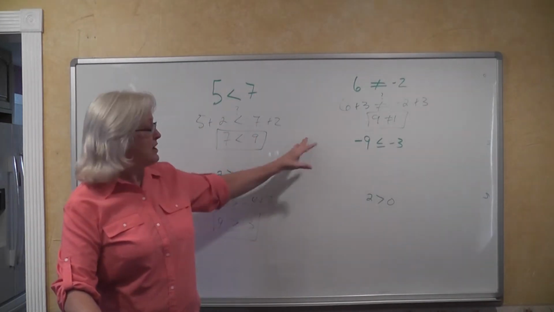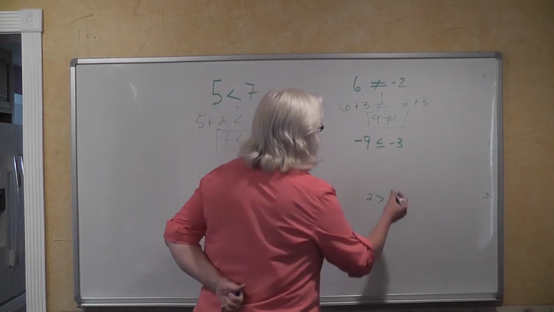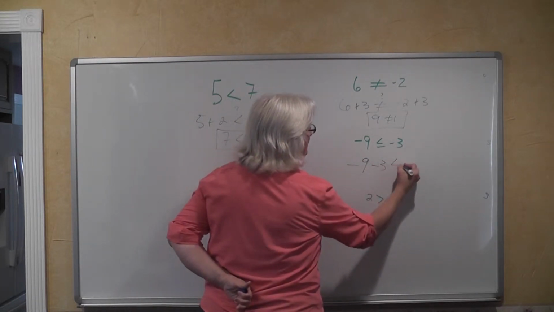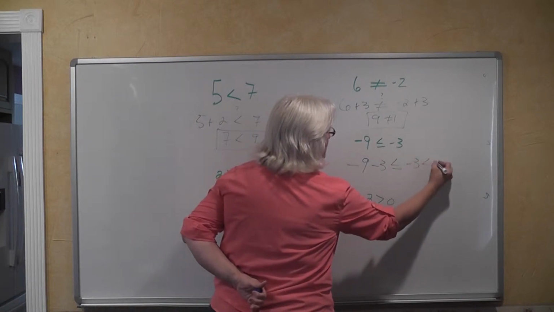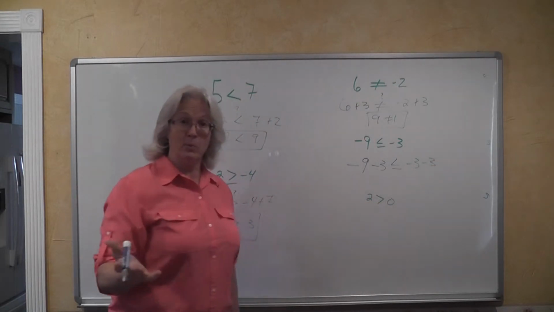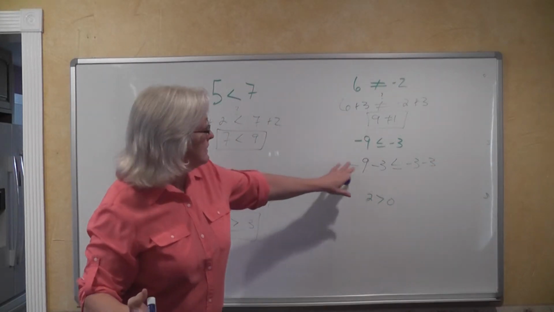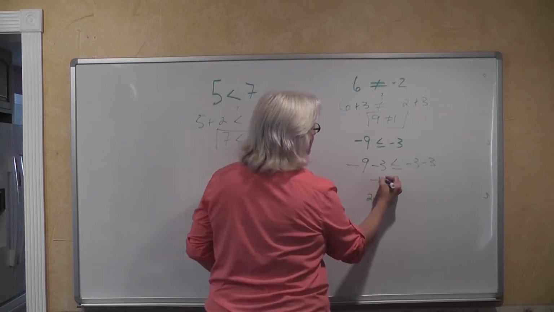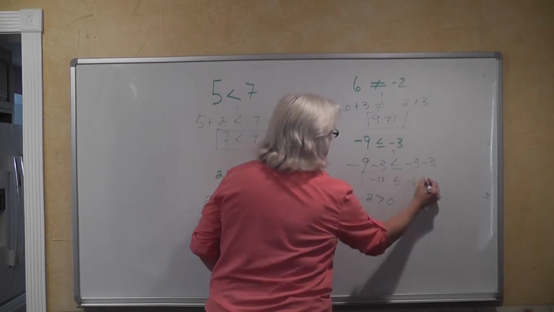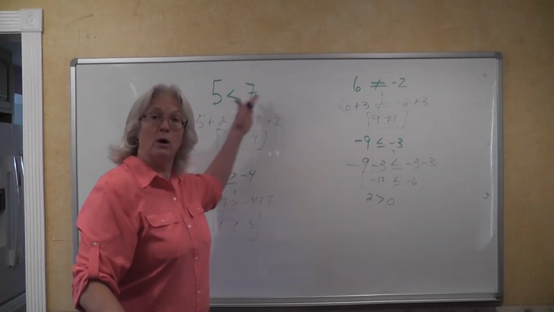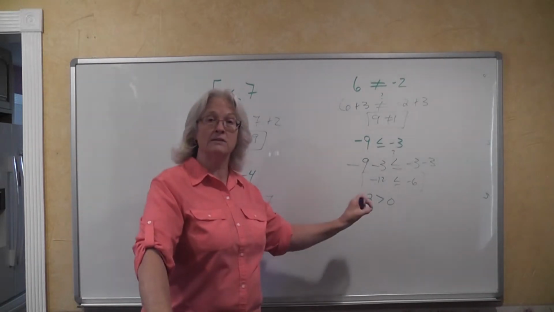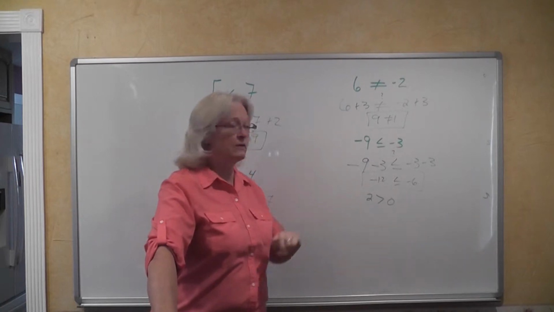Now, I spoke of the subtraction property of inequality, so let's go ahead and do some subtraction. What if we subtract 3 from both sides of this inequality? Are we still going to end up with a true statement? Negative 9 minus 3 gives us negative 12. Is negative 12 less than or equal to negative 6? Sure, of course it is. Negative 12 is further to the left on the number line. Negative 12 is less than or equal to negative 6.